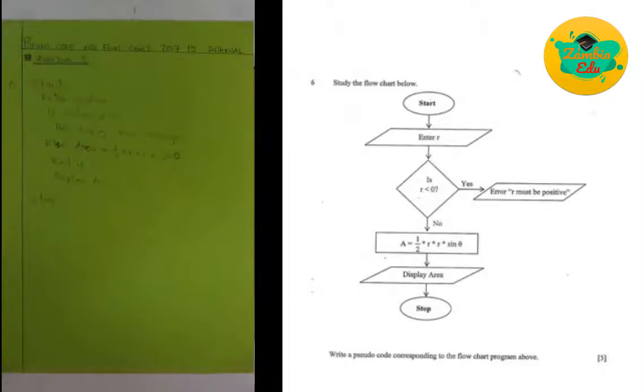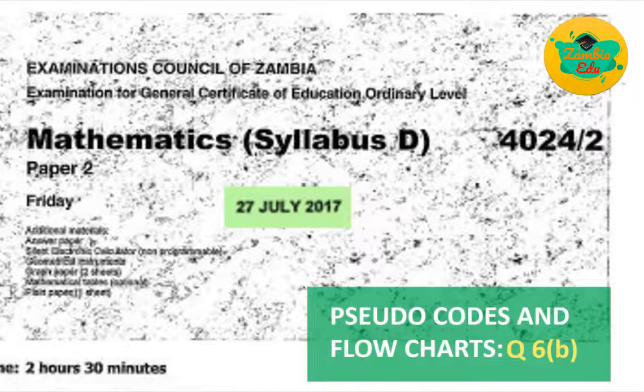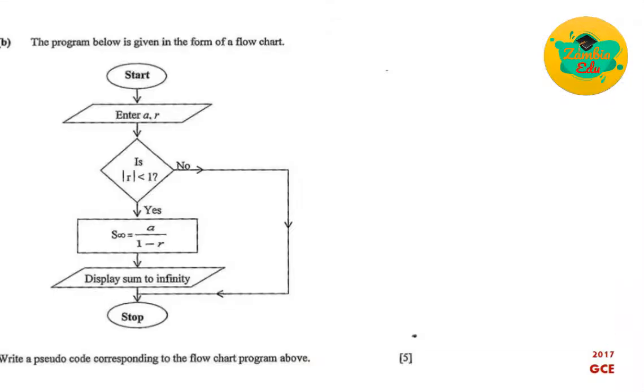Straight away now, we'll move on to start looking at the pseudocode and flowchart question that came in the GCE paper for 2017. Now we are looking at 2017 GCE paper 2, question 6b. The program below is given in the form of a flowchart. Take a good look at the flowchart, understand it.